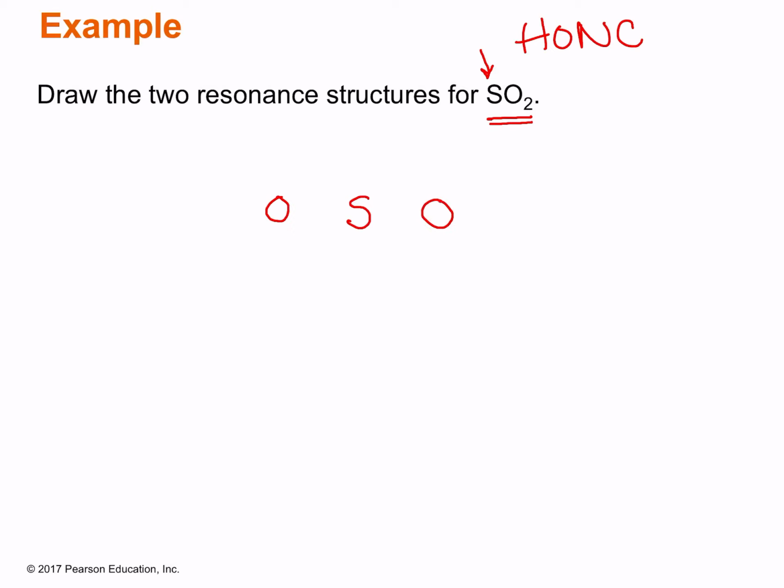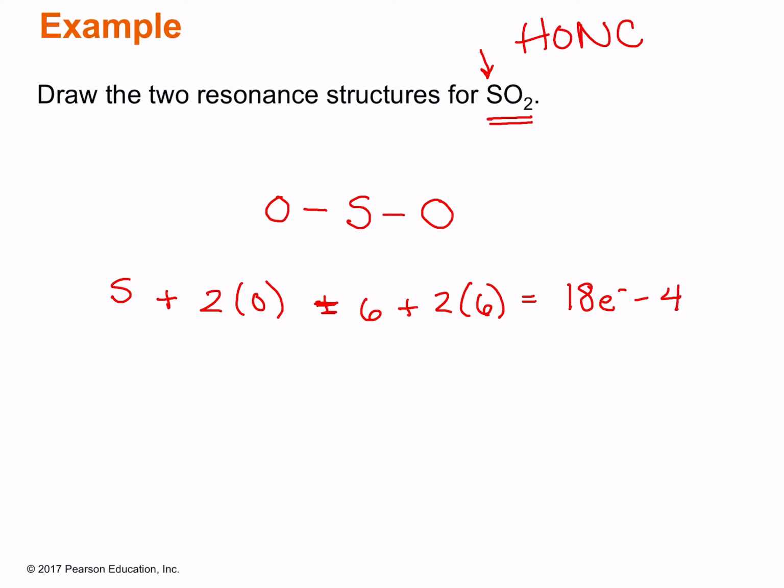Then we figure out how many electrons we have to work with. So we have sulfur plus two oxygens. Sulfur has 6 valence electrons, plus 2 times 6 for each of those oxygens, so we get 18 electrons. We bond the oxygens to the sulfur, just like that. So we subtract out 4, and we have 14 electrons left. So you go 1, 2, 3, 4, 5, 6, 7, 8, 9, 10, 11, 12, 13, 14, and we're done. So the oxygens have complete octets, but the sulfur only has 6 electrons right now.